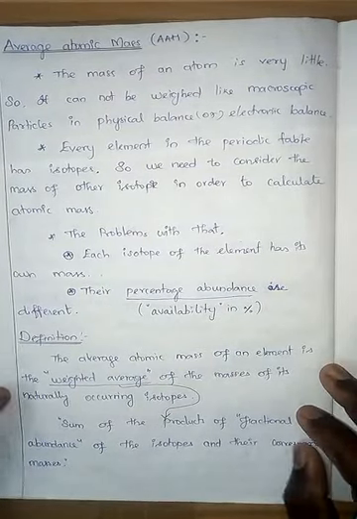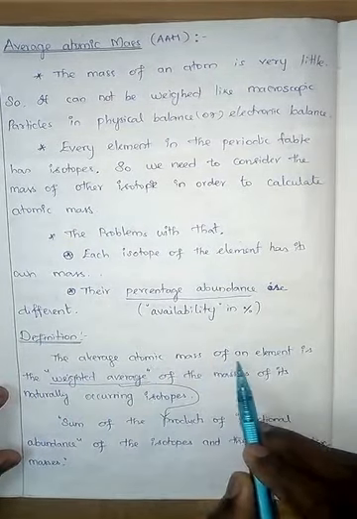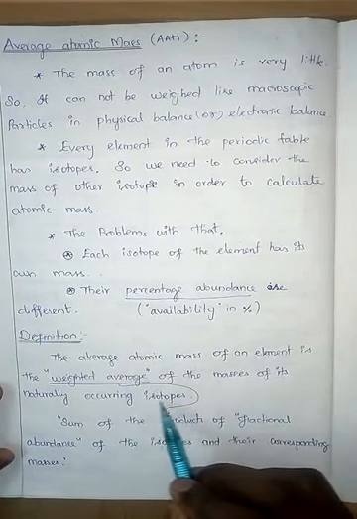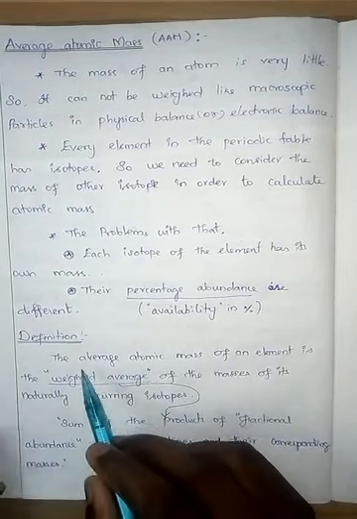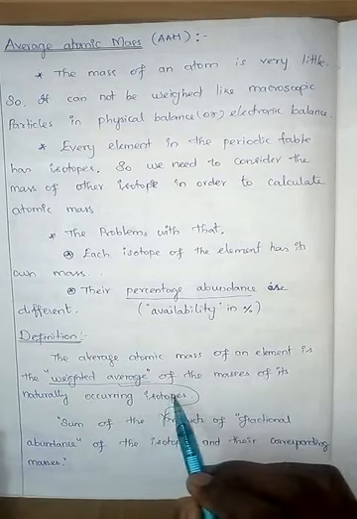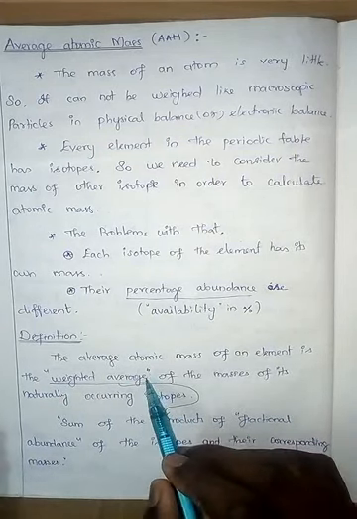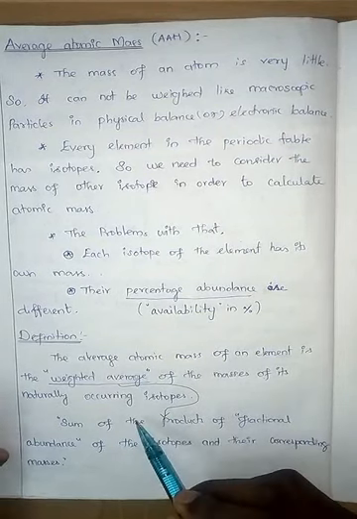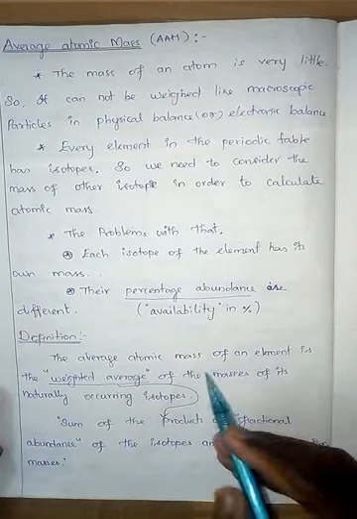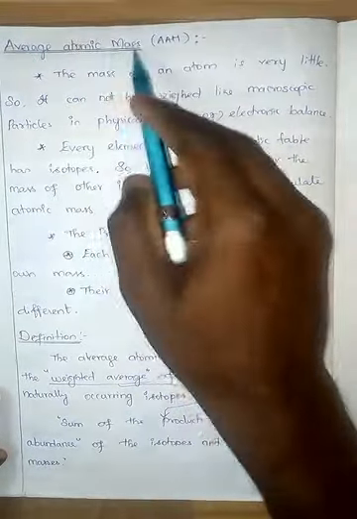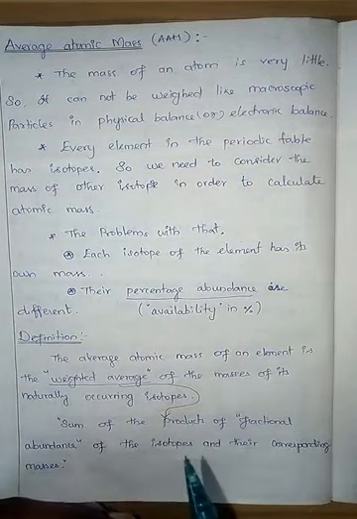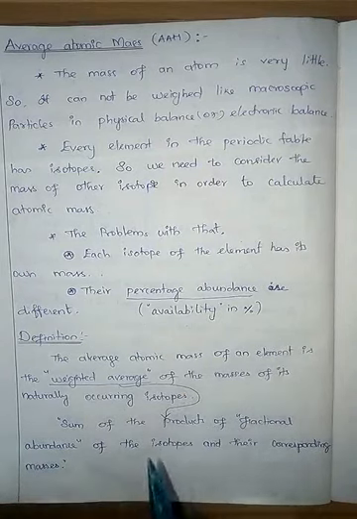Now come to the definition. The average atomic mass of an element is the weighted average of masses of its naturally occurring isotopes. What is meant by the weighted average? This is what you have to learn very clearly. I showed the direct method, but there is one more method we can use to calculate the average atomic mass. Both are the same, but in order to calculate step by step, we are adopting this.